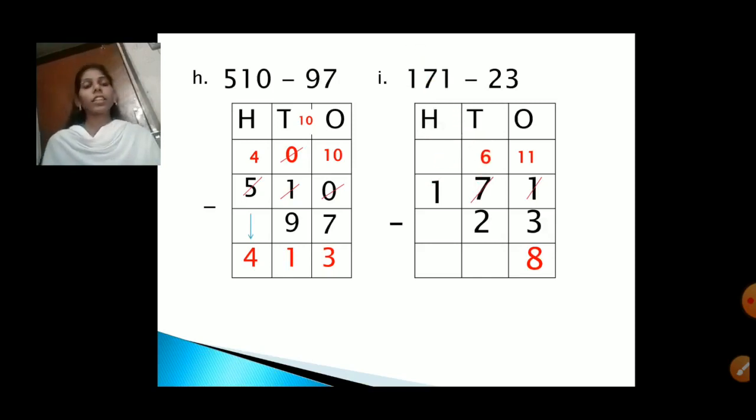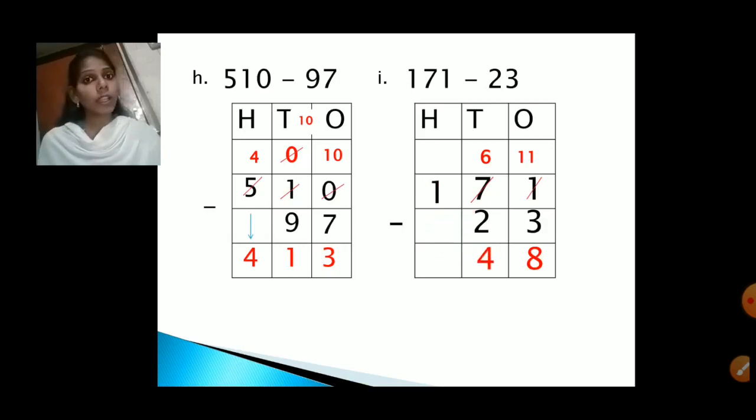6 tens. Now we will subtract the remaining tens. It means 6 minus 2. So 6 minus 2 equals how many? How many left? 4. So 6 minus 2 equals 4. And 4 we will write under the tens place.